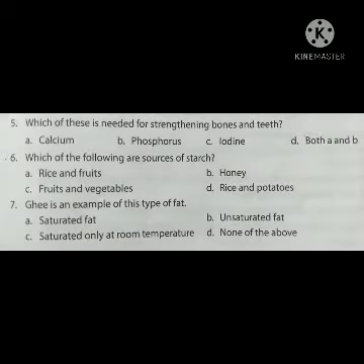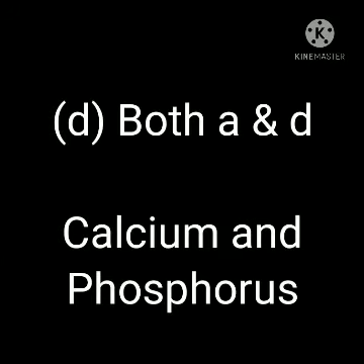5. Which of these is needed for strengthening bones and teeth? Option A. Calcium. Option B. Phosphorus. Option C. Iodine. And option D. Both A and B options. The answer is option D. Both A and B options. That is calcium and phosphorus.